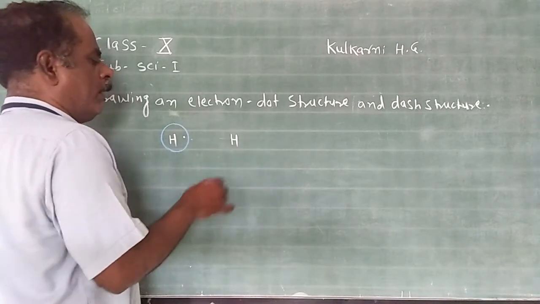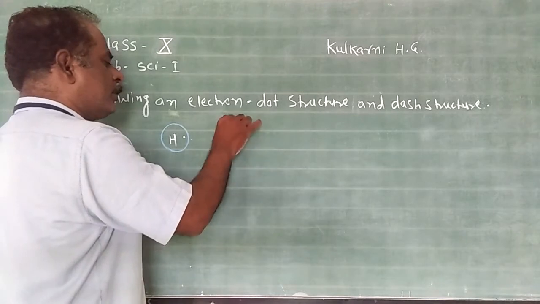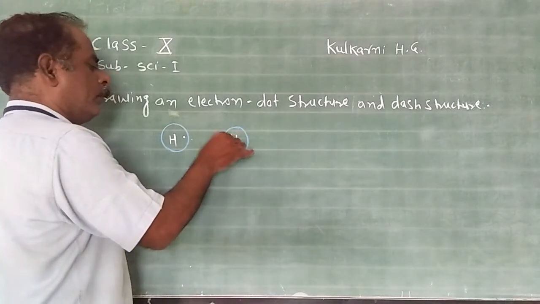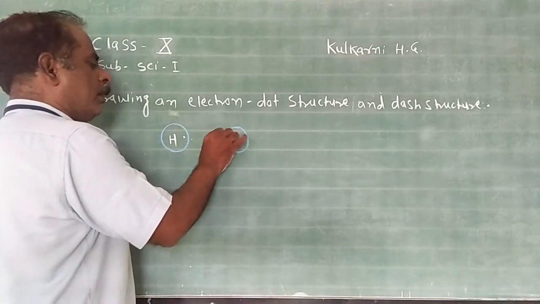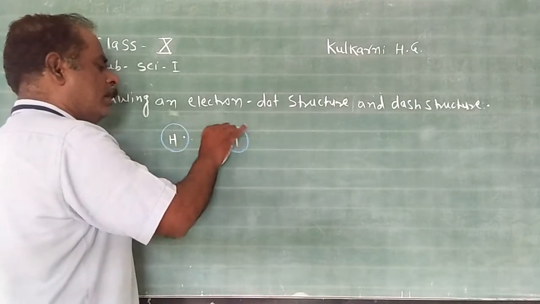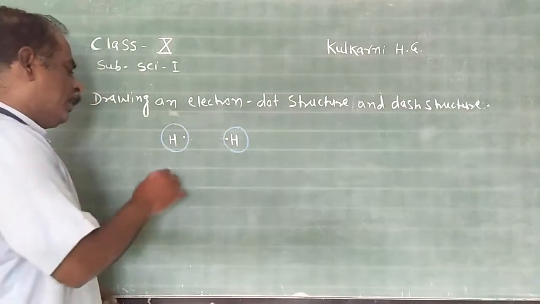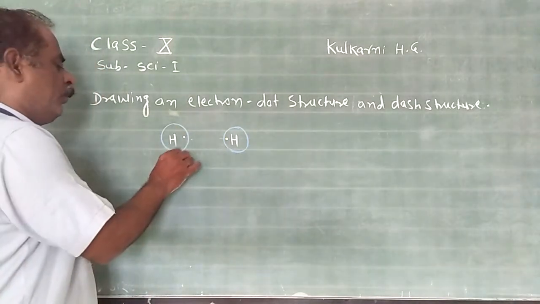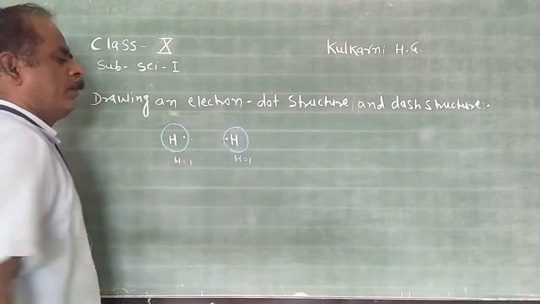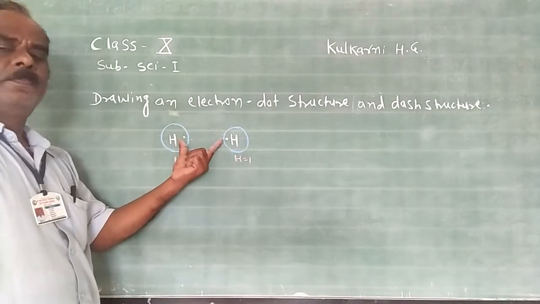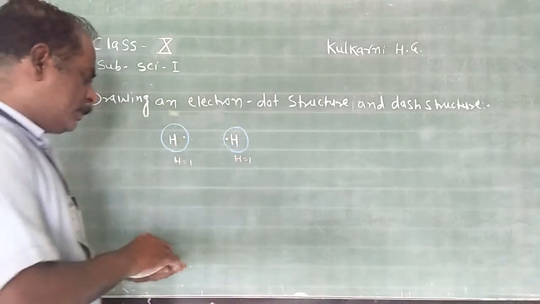the symbol of hydrogen is H. Then draw the circle around the symbol and write the valence electron dot in the circle. This dot indicates the valence electron. You know that the hydrogen atomic number is 1, therefore the valence electron is 1. Here hydrogen is 1, 1. When they are shared in the formation of a bond between the two hydrogen atoms, then what happens?